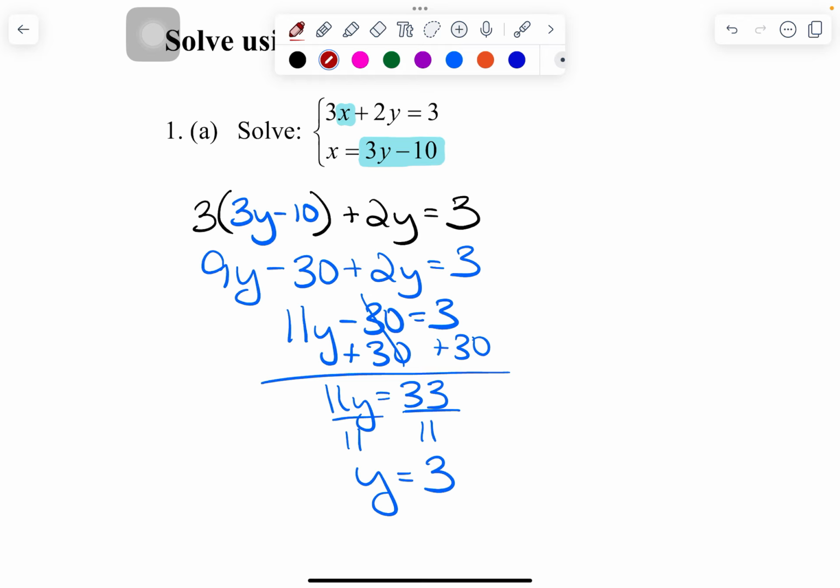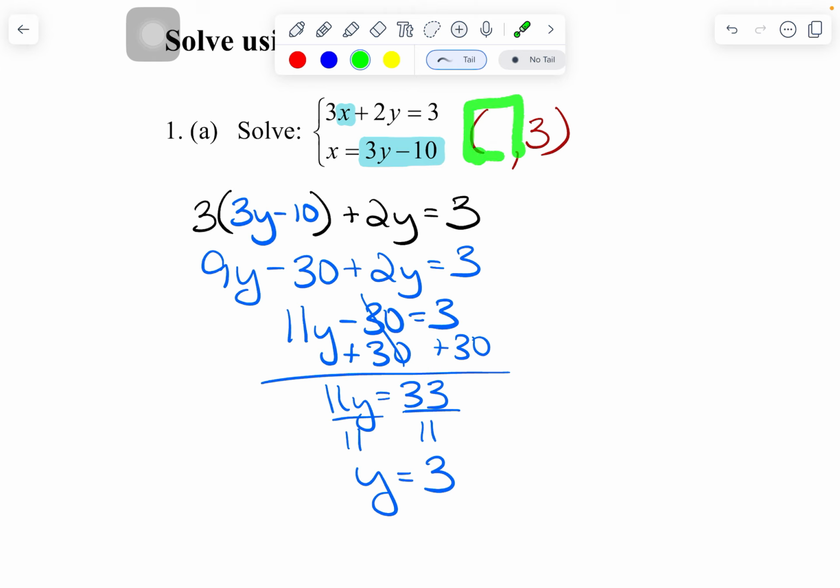Remember, the answer to this system is the ordered pair that makes both of these equations true at the same time. And while I've now figured out that y is equal to 3, my ordered pair is missing an x value. So that's what I need to figure out next. I'm going to take y, whatever we found for y, in this case 3, and substitute it back into one of the original equations. Does it matter which one? No. But in the case of this problem, I'm going to find this to be the easier substitution.